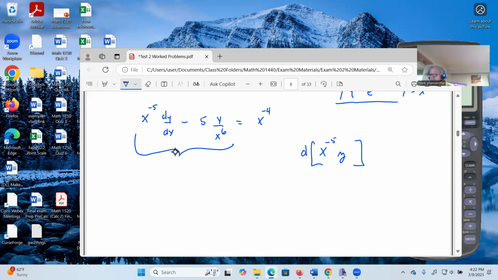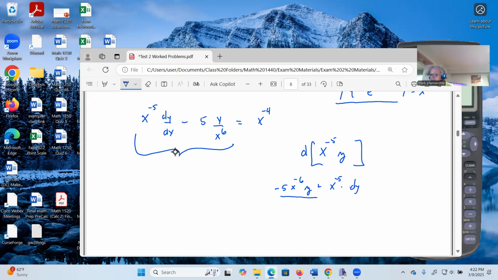So we could go ahead and verify this. So product rule says derivative of the first. So we have negative 5 x to the negative 6 times the second plus the first x to the negative 5 times dy.